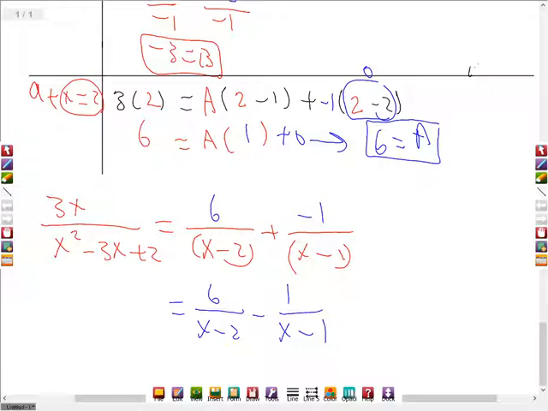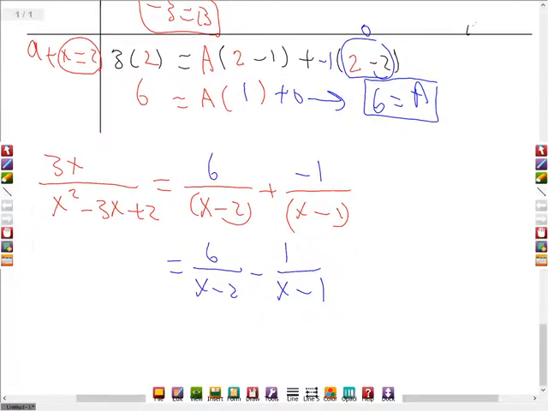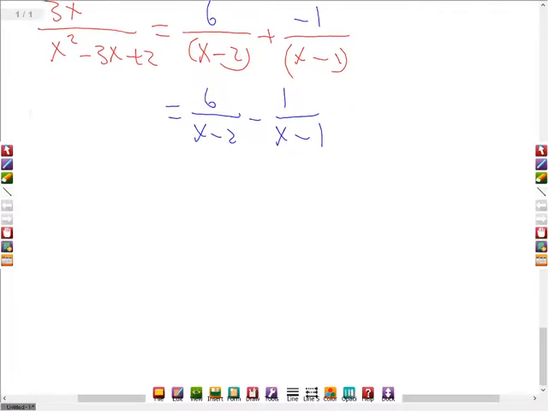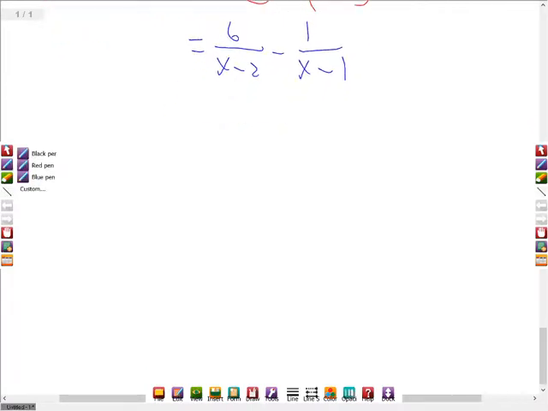Now, look at the second example for case 1. If we have repeated factors. What do I mean by repeated factors? Repeated factors. Example, look at this example.